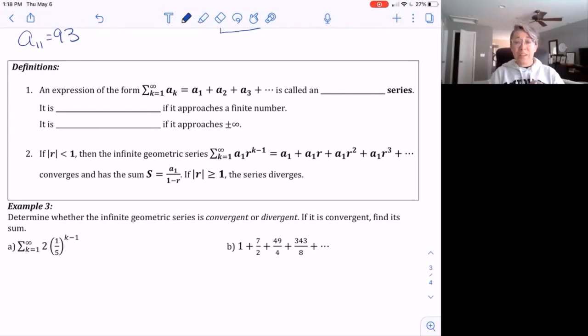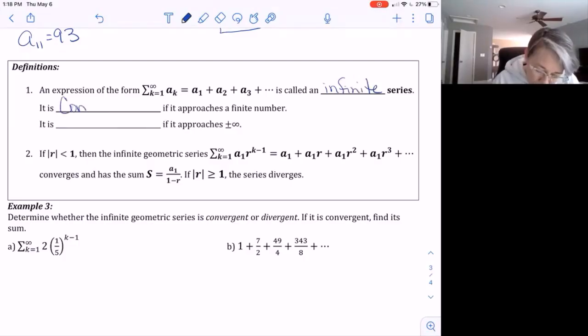All right, last quick set of definitions. An expression of the form where our lower limit is an integer like k equals 1, but our upper limit is infinity. This is called an infinite series. In other words, the summation goes on and on forevermore.